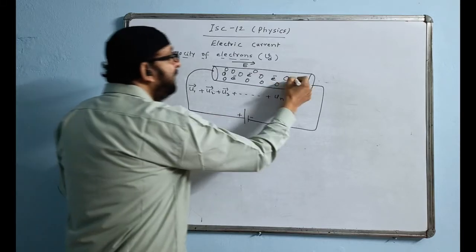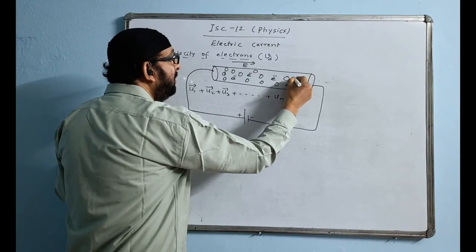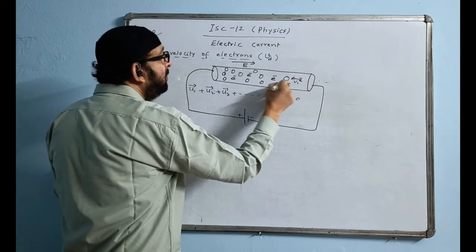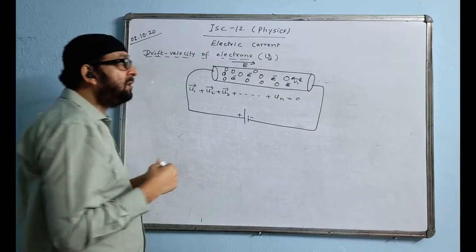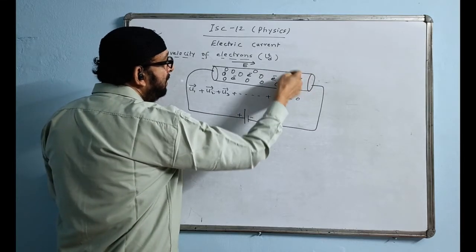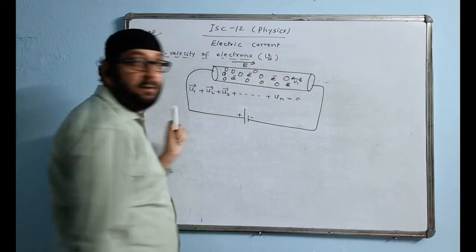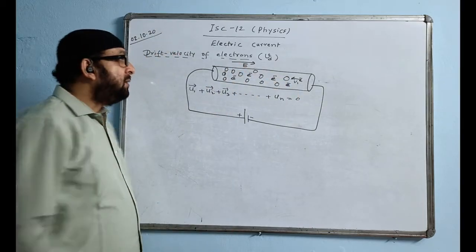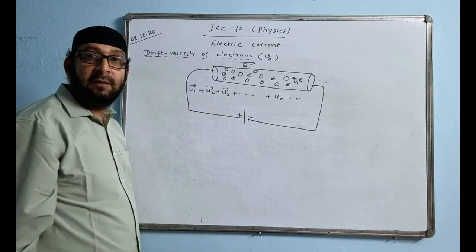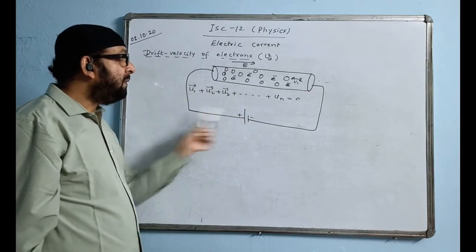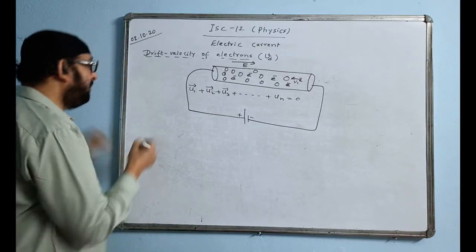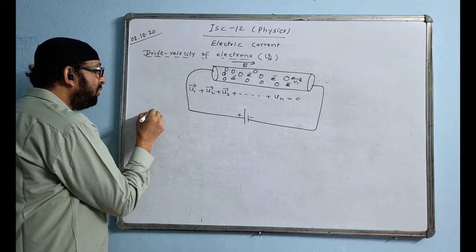That means the electron is picking up velocity. Suppose the first electron's velocity is V1, the second is V2, the third is V3 and so on. The direction of the velocity acquired by the electron is opposite to the electric field, as we say in the definition. The average of all such velocities, once we apply the electric field, is called the drift velocity. To find a formula for drift velocity, we first write the equation of motion.